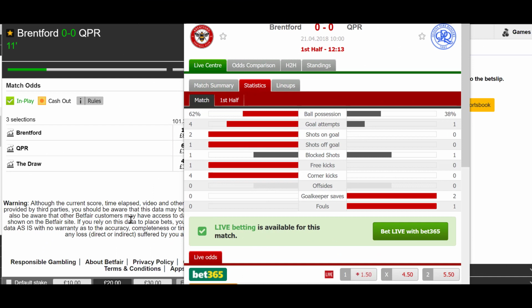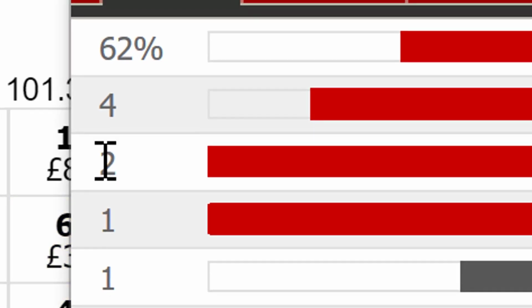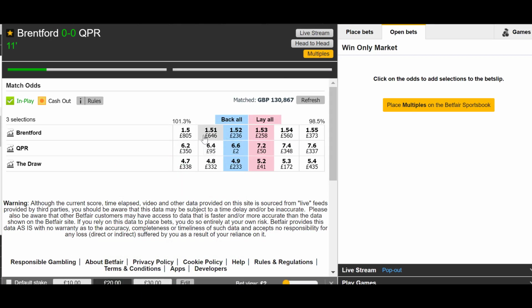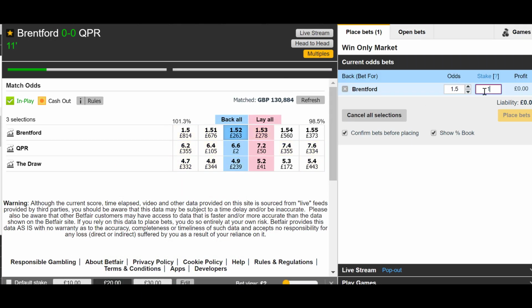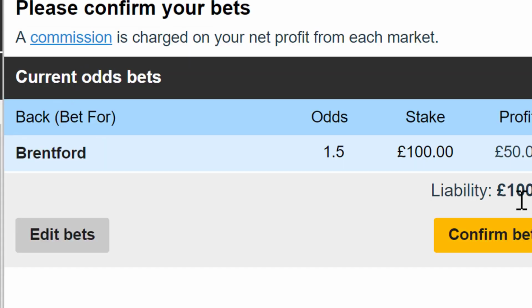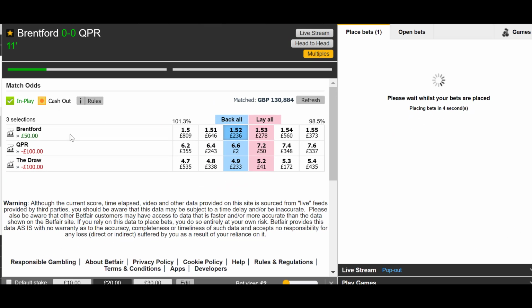So we're 11 minutes in on this one. Brentford against QPR, and the home favourite extremely dominant. 62% of the possession. Few goal attempts already as well. So definitely this looks like it's set to get involved in. So just going to back Brentford here. Hopefully we'll get matched to 1.52.